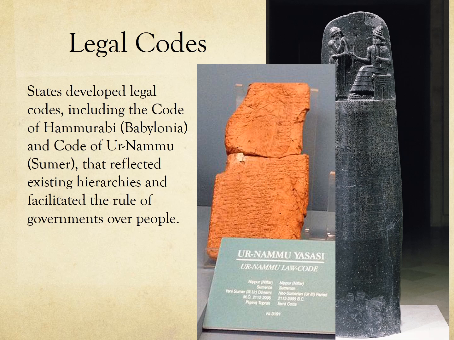And the Code of Ur-Nammu in Sumer, which was sometime after the Code of Hammurabi. Those reflected existing hierarchies, and they facilitated the rule of governments over the people. So think about legal codes. They tend to benefit the more elite people, and they tend to keep everybody else generally in control.